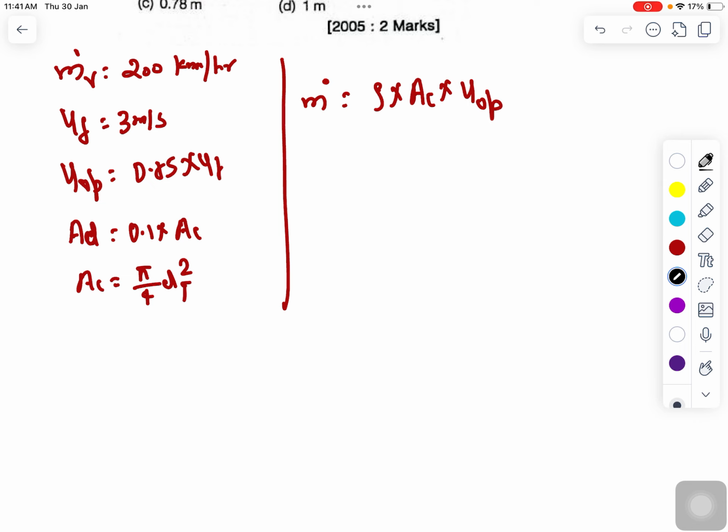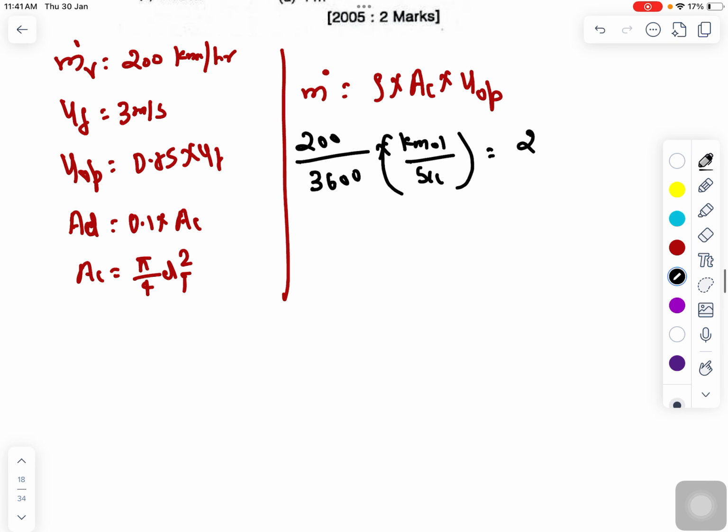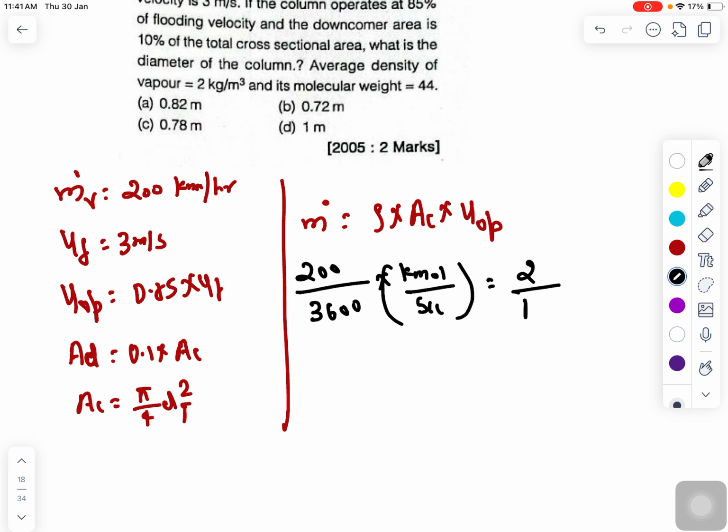But here you can see mass flow rate is given 200 kilomole per hour. So I can convert by dividing by 3600, that will be kilomole per second, right? And density of vapor is also given, that is 2 kg per meter cube, but you have to convert this density into molar density by dividing by 44, then it will get converted into kilomole per meter cube, and multiplied with area of cross section, which is 0.1 multiplied with pi by 4 d square, and again the velocity is equal to 0.85 multiplied with your flooding velocity, 3.